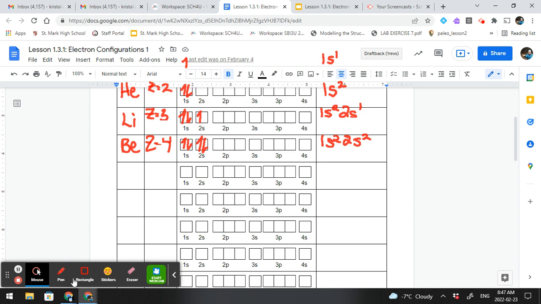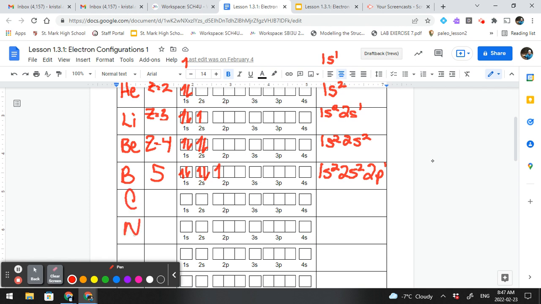Okay. After beryllium, we would have boron. Boron has 5 electrons. So 2 end up in 1s, 1s2, 2 end up in 2s, 2s2, and 1 in 2p. So 2p1. Okay, pause the video here and try and do carbon, nitrogen, and oxygen on your own.